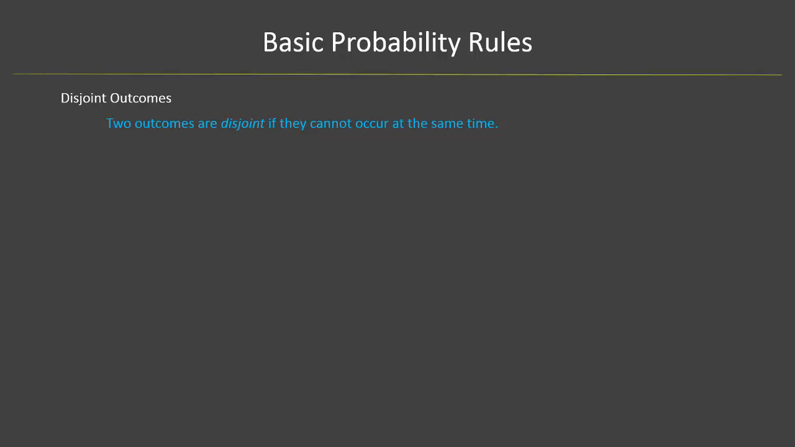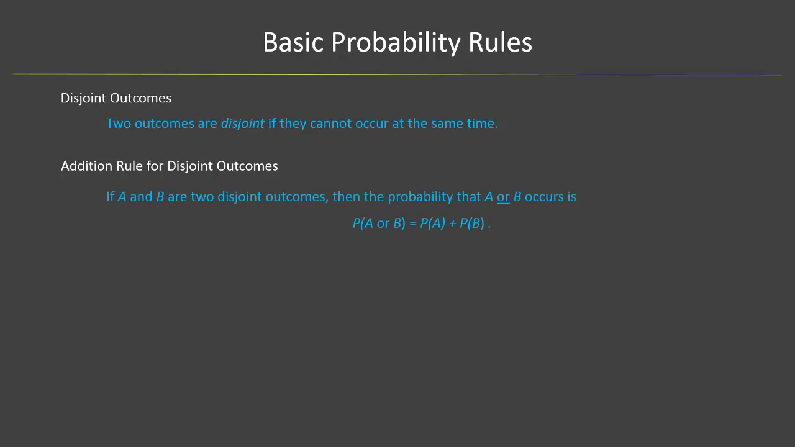We know that the chance of both outcomes happening in a single draw is 0, but sometimes we might want to find the probability of one or the other outcome occurring. To do this, we'll use the addition rule for disjoint outcomes. It states that if A and B are two disjoint outcomes, meaning they cannot occur at the same time, then the probability that A or B occurs is the sum of the two individual probabilities. So the probability of A or B equals the probability of A plus the probability of B. Since there's no overlap between the two outcomes, we can just add up their individual probabilities to get the probability that one or the other occurs.